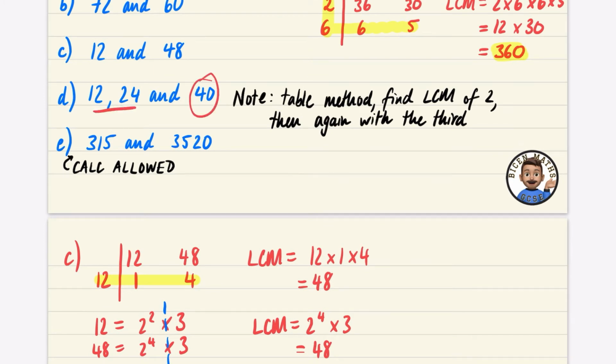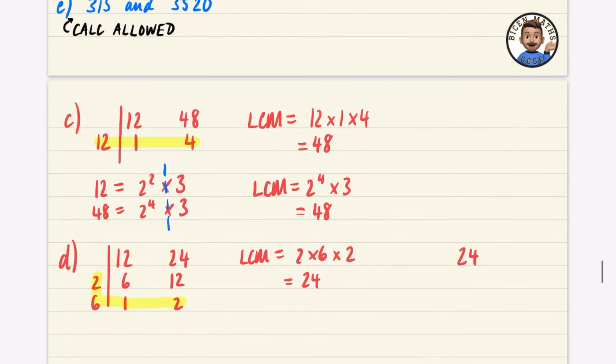So the lowest common multiple of these two was 24. Now I'm just going to find the lowest common multiple of their lowest common multiple and 40. So I'm going to do 24 and 40, see what times table they're both in. I think the quickest thing I can see is that the times table they're in is the 8 times table.